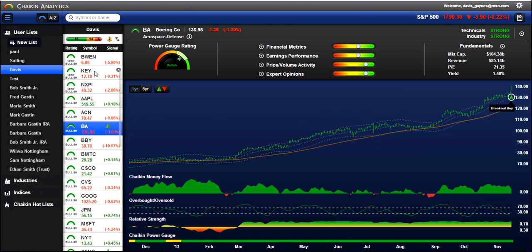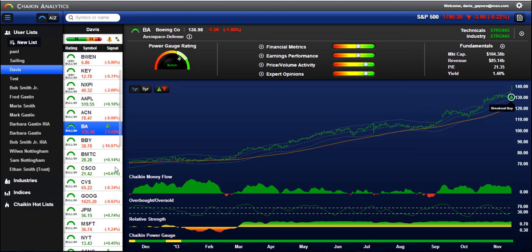On the left side of the screen is where we have all our list information. Right now, I'm looking at one of the user lists, my own, and these are stocks that I've been following. The stocks are ranked by their power gauge rating. Everything on Chaikin is essentially looked at through the lens of the power gauge. So the rating goes from very bullish, down to bullish.